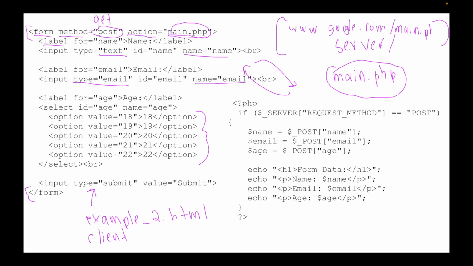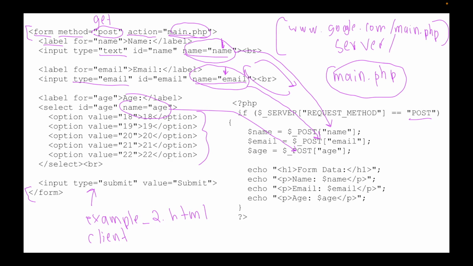The other thing I want you to pay attention to is that on all the inputs, including our select right here, we have a name. So right here we have name equals email, and then name equals age. In our PHP document, knowing that we're using the post method, this corresponds to this line right here. We have post and then this name. This corresponds to this line right here. We have post email, which is this name right here. And then for our dropdown, we have name equals age. That corresponds to this right here.